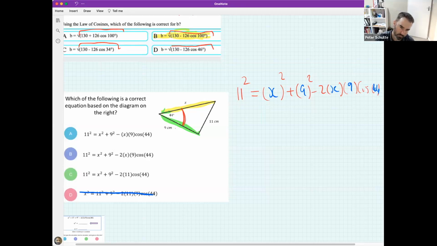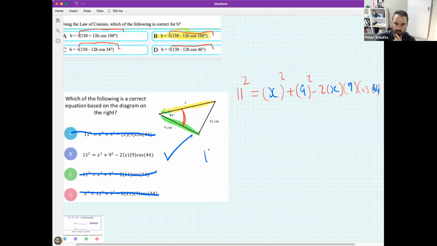Well, it can't be that one. I feel like this is missing a 2, so it can't be that one. So it's got to be either B or C. Which one do we think that is? This is definitely harder. I think that this is missing something. 2 times 11, there should be 2 times something. And so that can't be right. And so for me, the correct option would be that one.